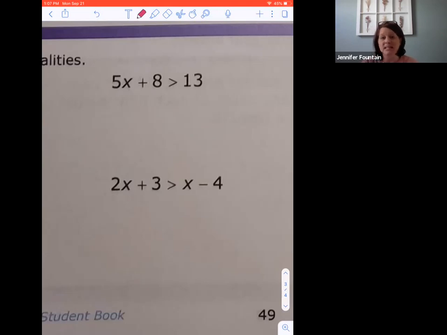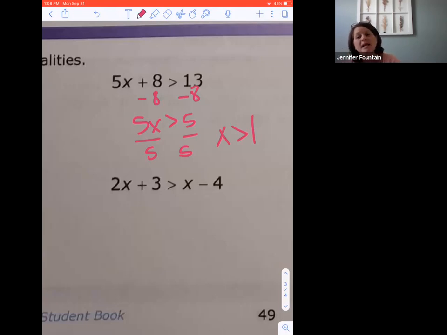So we can look at this one and see that we have addition in the problem. To undo it, we would need to subtract. So we're going to start with subtracting 8 from each side. And we have 5x is greater than 13 minus 8, which is 5. So now I undo multiplication using division. I divide by 5, and x is greater than 1. How'd you do? Everybody do okay? Awesome.